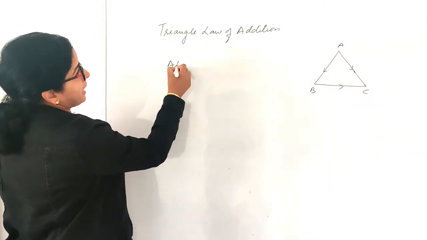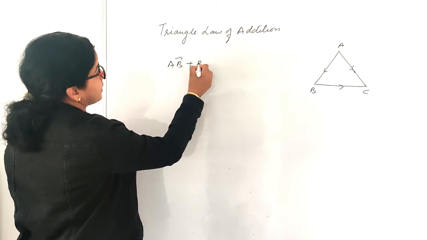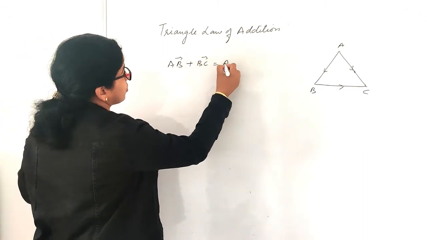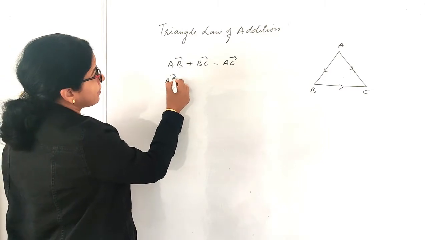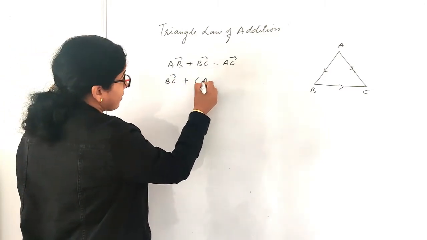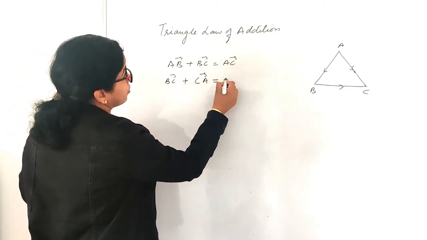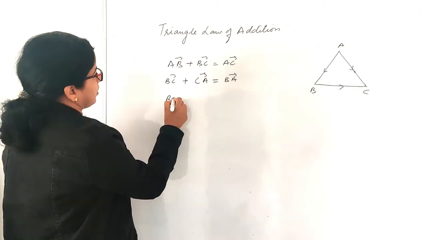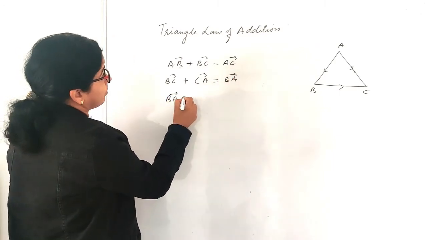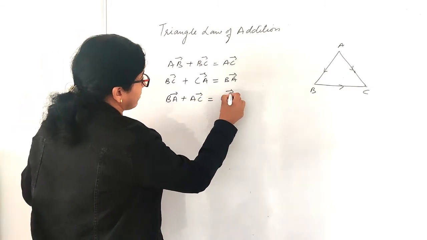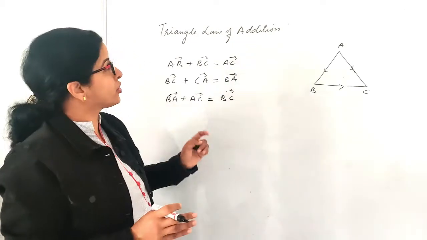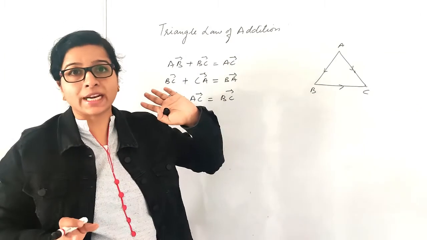So now, according to it, the triangle law of vectors says AB vector plus BC vector equals AC vector, right? Similarly, I can write BC vector plus CA vector equals BA vector. BA vector plus AC vector equals BC vector. Is that clear?